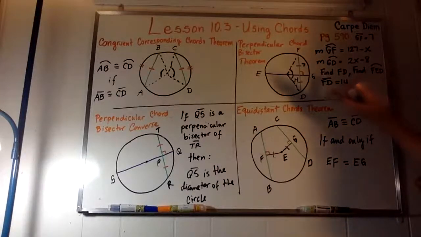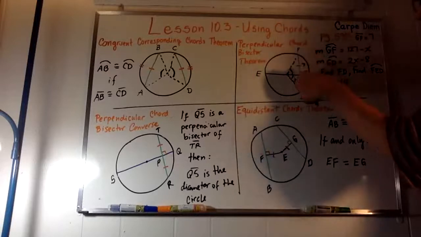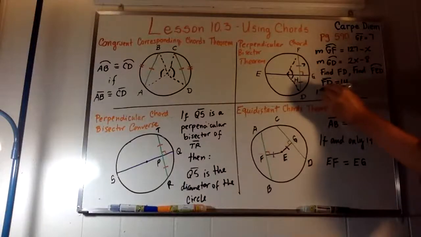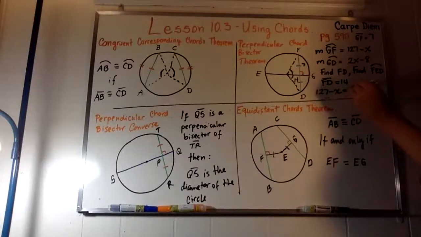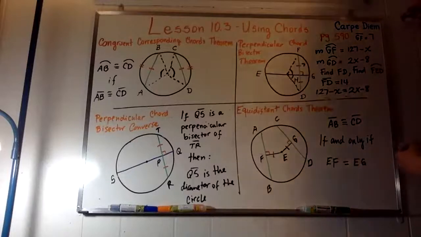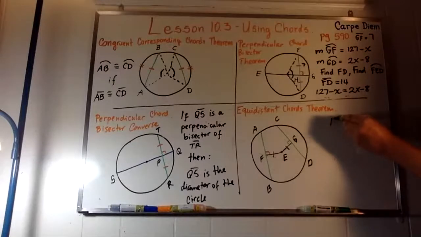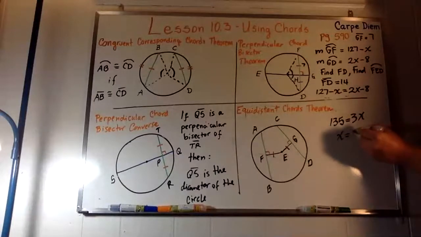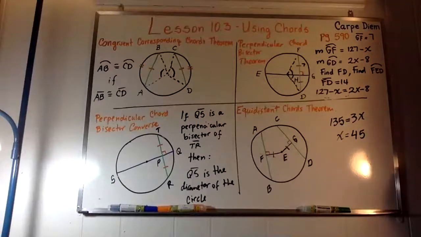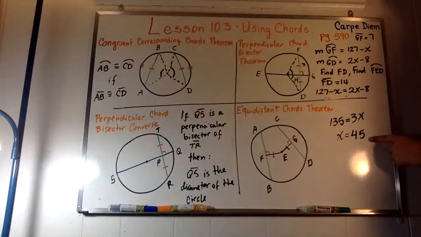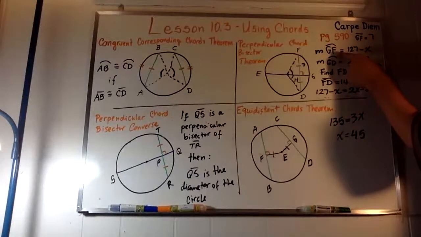The first thing we could do is finding out the measure of this or this minor arc, which we can find by setting them equal to each other. This is 127 minus x equals 2x minus 8, right? So you're going to have 135 equals 3x, correct? So we know that x is going to be 45. That's just telling you what x is, but not the measure of the arc, all right?